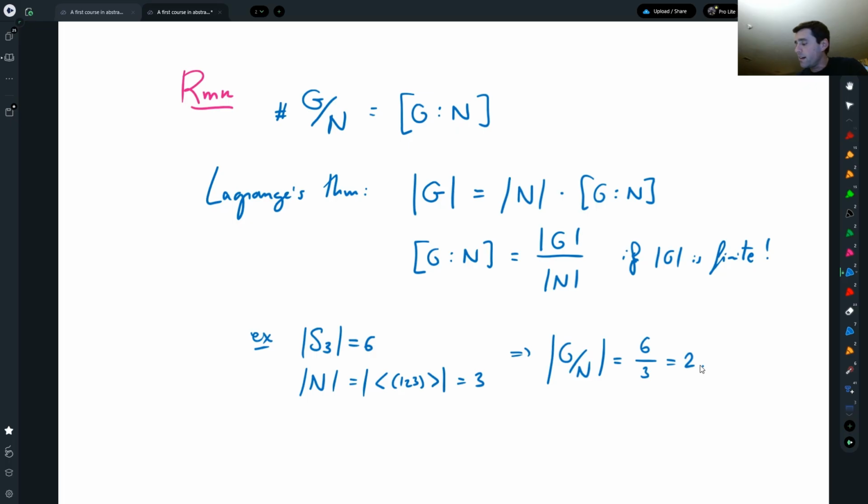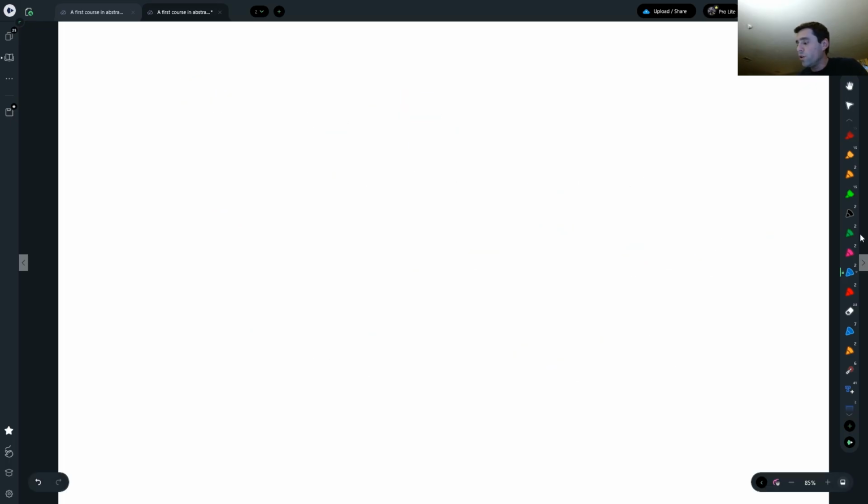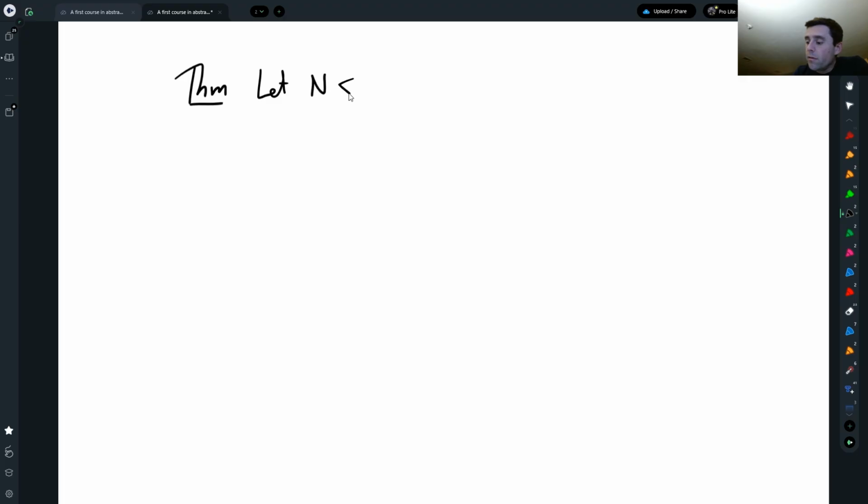The next example I want to give you, we're going to need some theory before I do that example. So let me go back and prove the following. This is a way to recognize when a group is normal that is a little bit more useful than the definition itself. So let N be a subgroup of G. Then the following are equivalent statements.